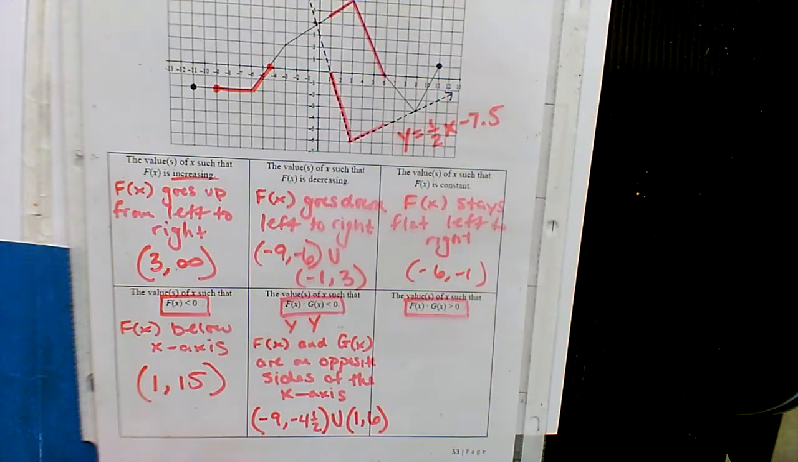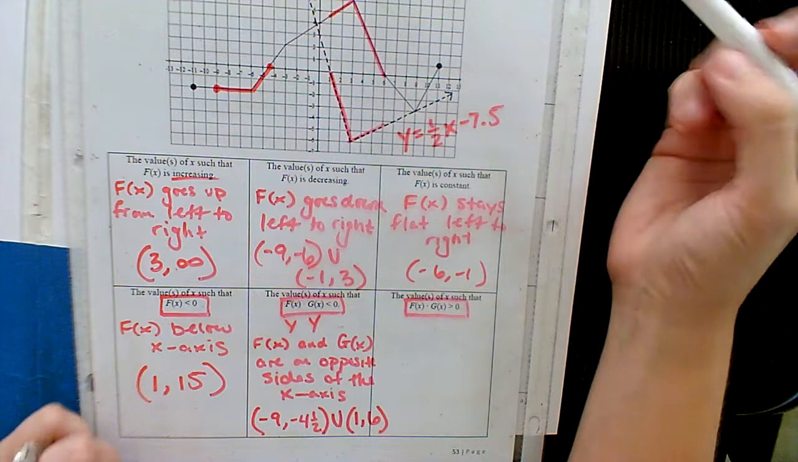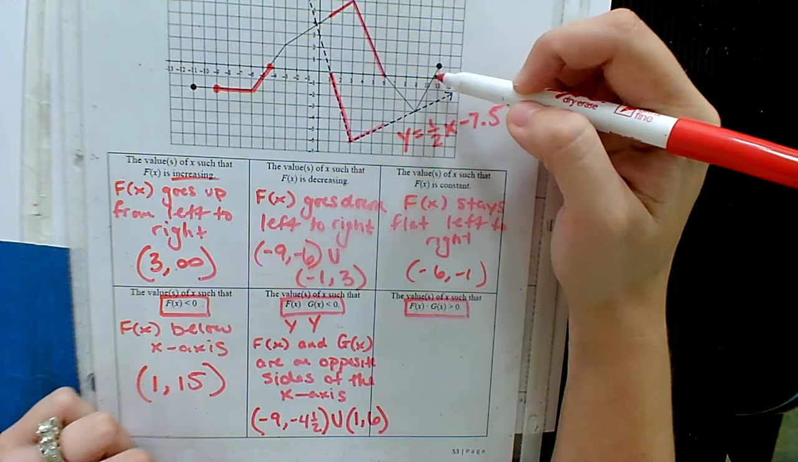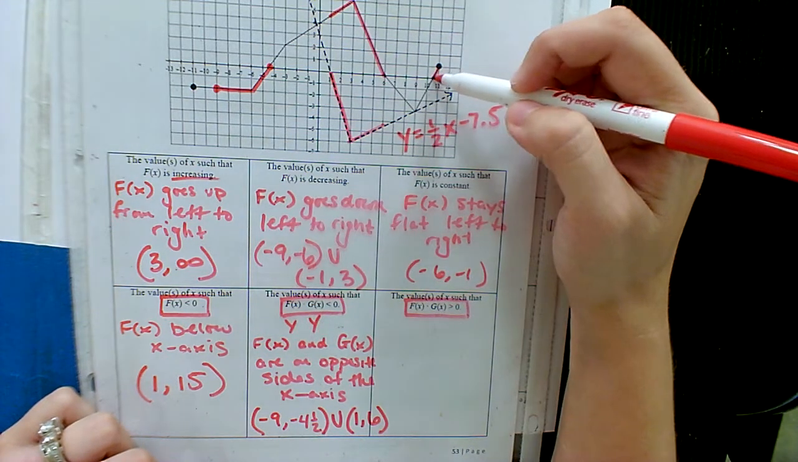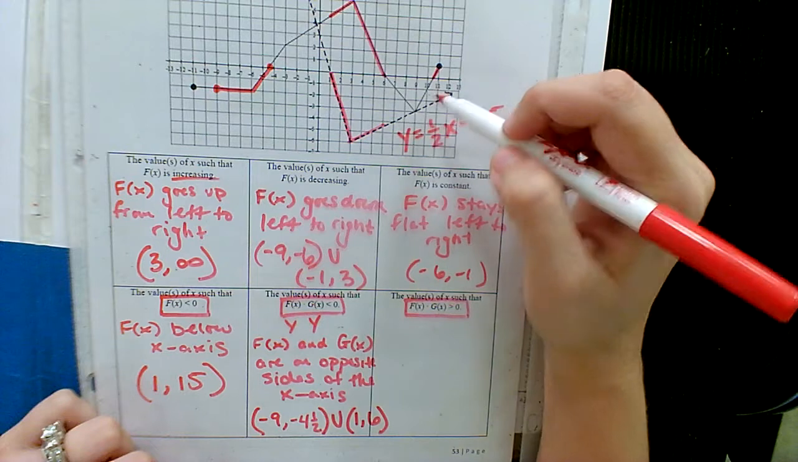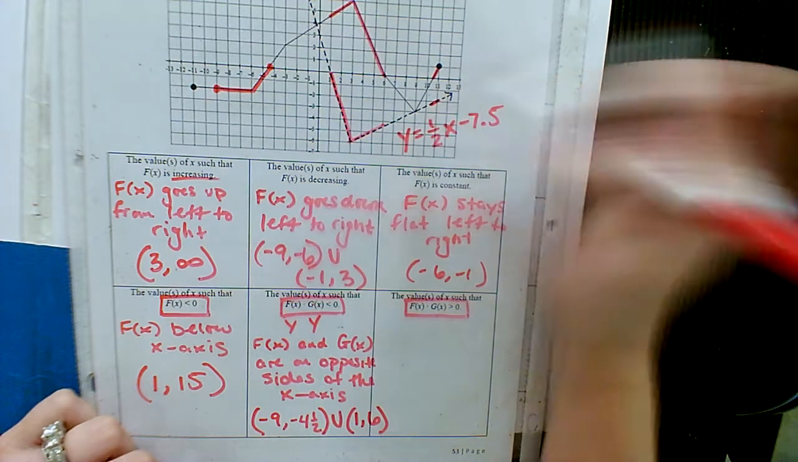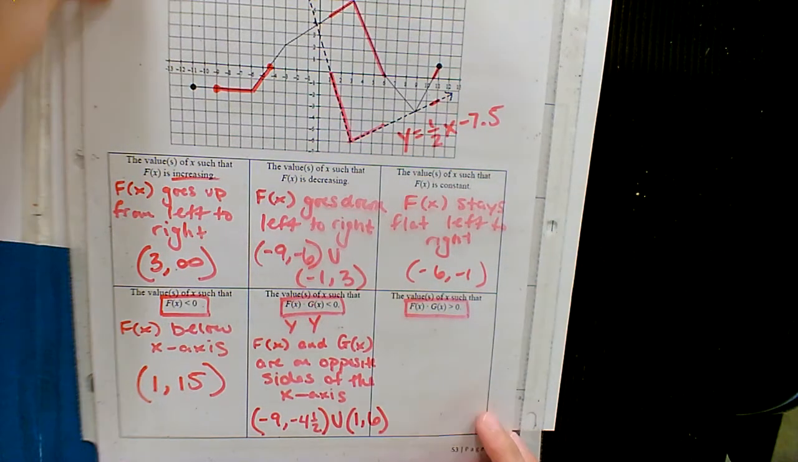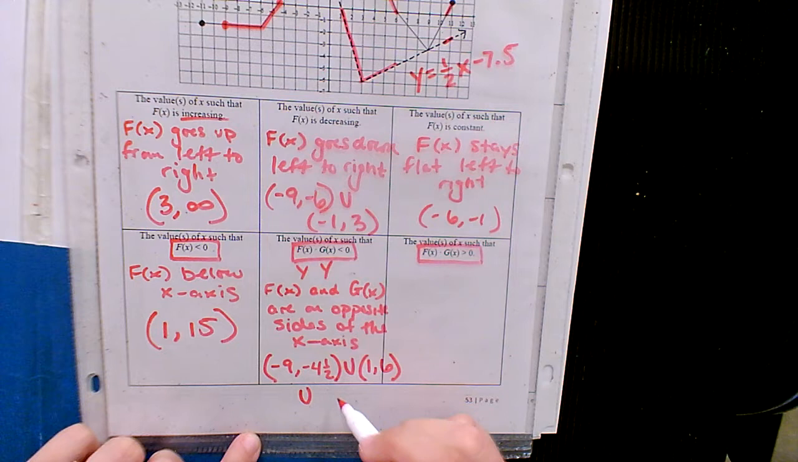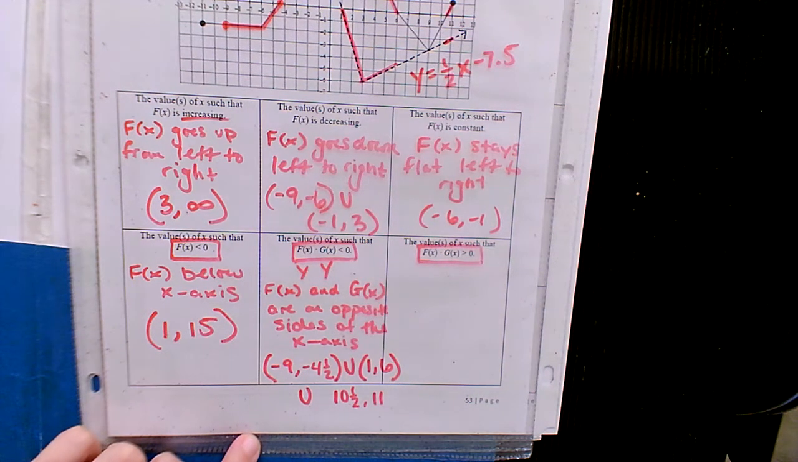Is there another interval? Can we keep going? You see it, Adam? 10.5 to 11. Very small. Okay, so from 10.5 to 11, notice how the solid is above and the dotted is below. So we'll do another U, and we go from 10.5 to 11.